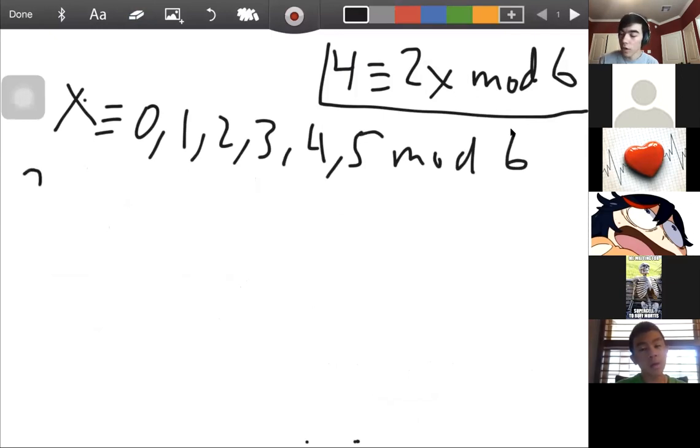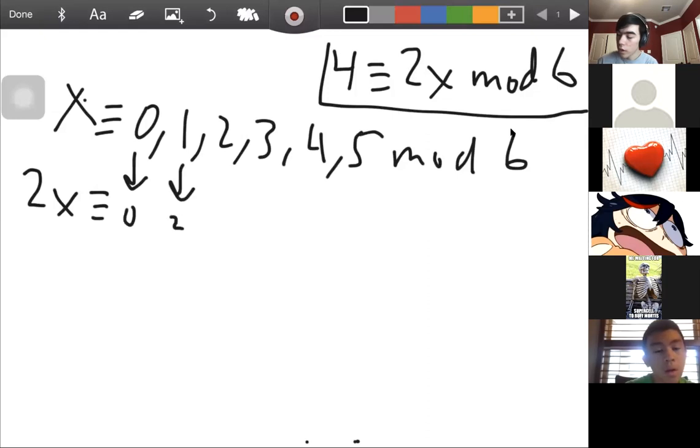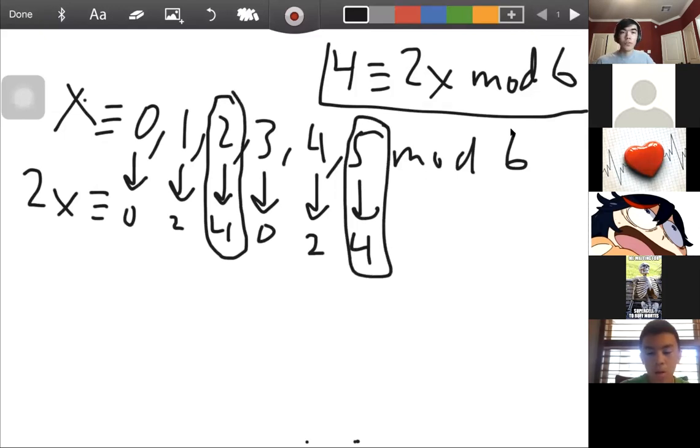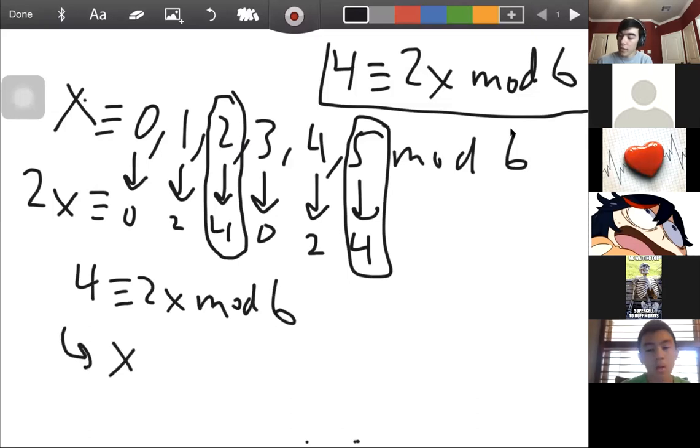And for each of these values, what is 2x? 0 goes to 0, 1 goes to 2, 2 goes to 4, 3 goes to 0, 4 goes to 2, and 5 goes to 4. So it turns out there are two possible values for x that have 2x congruent to 4. So 4 congruent to 2x mod 6 tells us that x is either equal to 2 or 5 mod 6.